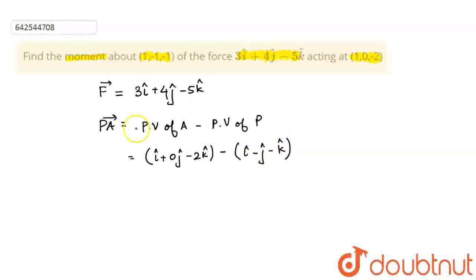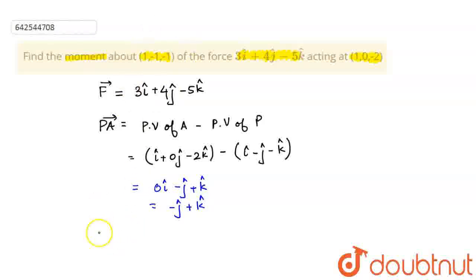So if I solve this, what do I get? I get i - i = 0i, 0j - j = -j, and -2k - (-k) = -k, that would be... So it is -j - k. So what is the moment?